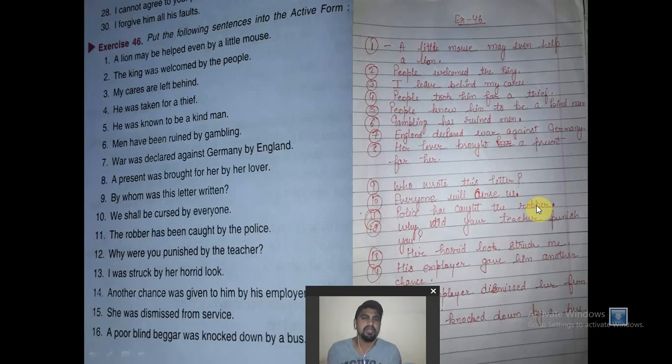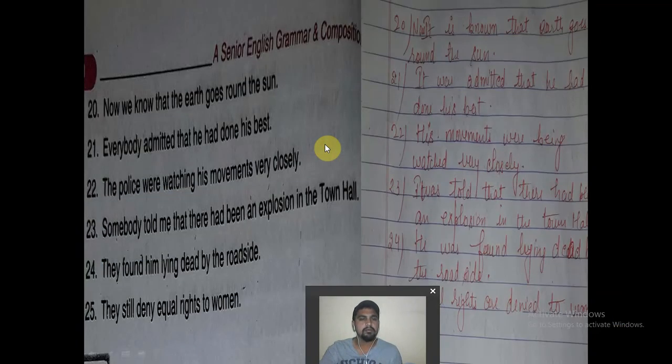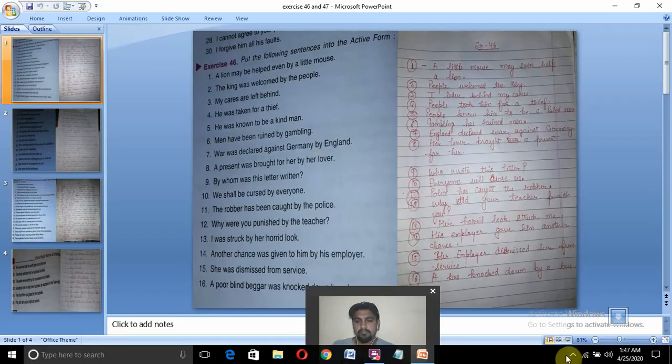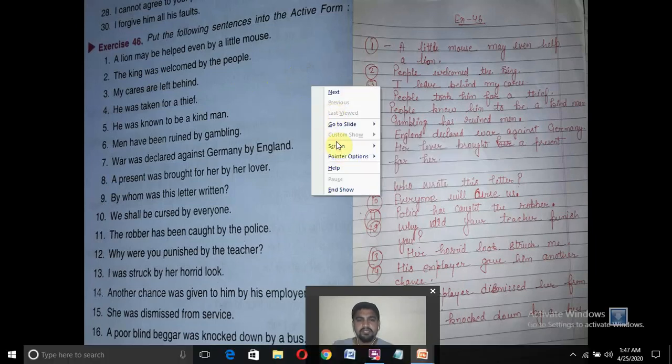I'll try to simplify my language as far as it is possible. So kindly just stay tuned and look for the different structures that we're going to work on. Starting with the first one, that is: put the following sentences into the active form.